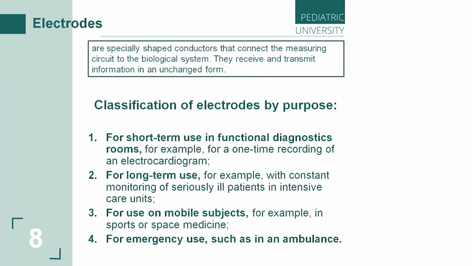The first group is for short-term use in functional diagnostics rooms, for example, for one-time recording of an electrocardiogram. We can use these short-term electrodes for electrocardiography to recognize the state of our heart, not only the cardiovascular system, especially we can detect problems with the conductive system of our heart. How electrical signal goes through our atypical myocardial cells.